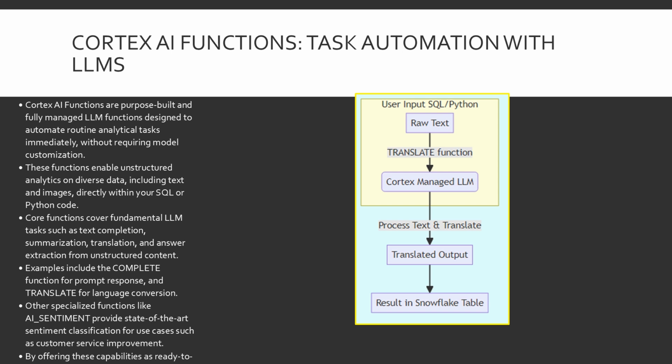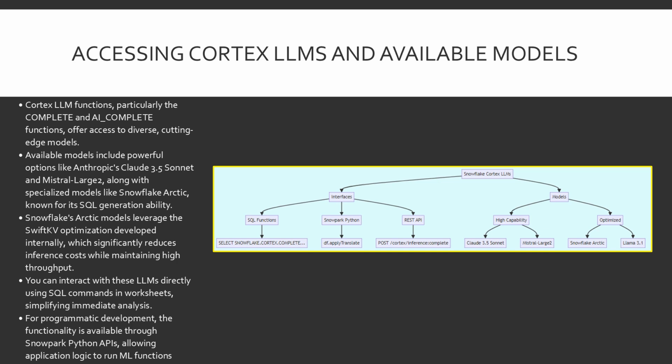Once completed, the translated text is returned as the output. Finally, this result can be directly stored back into a Snowflake table or used for further analysis. This entire operation, including the complex AI processing, happens within the secure Snowflake environment, highlighting the efficiency and built-in security of Cortex AI functions.